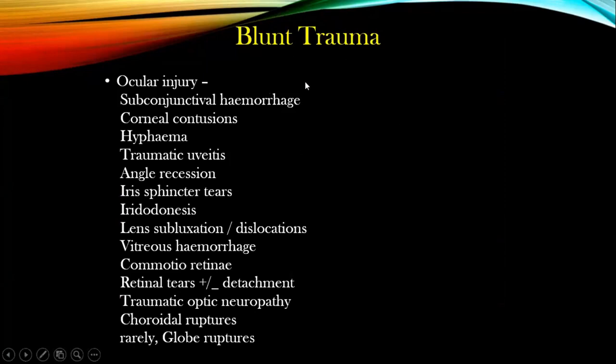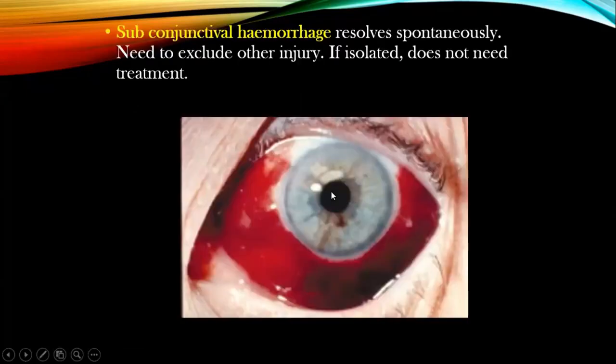Other blunt trauma can give rise to subconjunctival hemorrhages, corneal contusions, hyphemas, traumatic uveitis, angle recessions, iris sphincter tears, iridodonesis, lens subluxations, dislocations, vitreous hemorrhage, commotio retinae and retinal tears. So there is a whole lot of damage that can be caused by blunt trauma from top to bottom, so they need to be assessed properly.